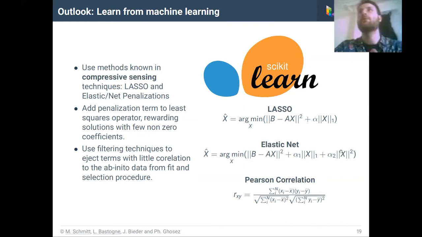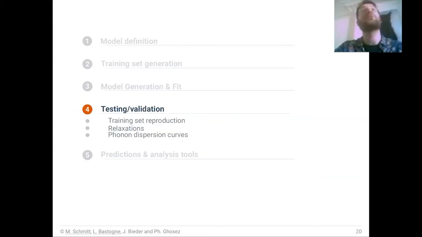And another thing that we're looking at is to use correlations to check which term is correlated with the data to filter our basis before we fit. So to reduce the number of terms that we include in the variable set before we start the selection procedure. But that's under development.